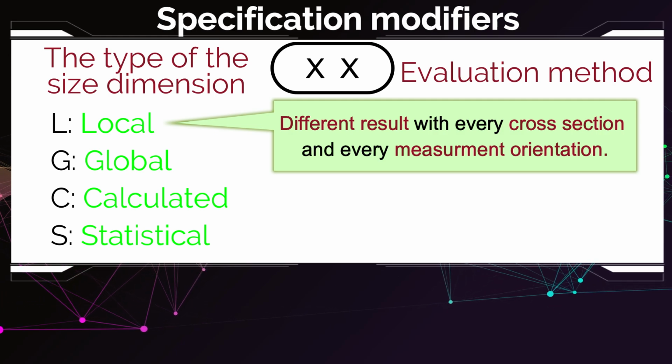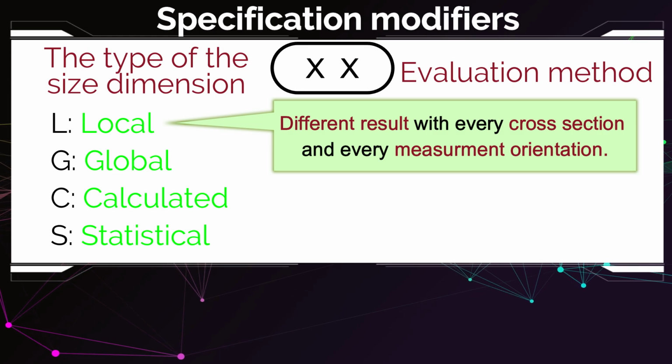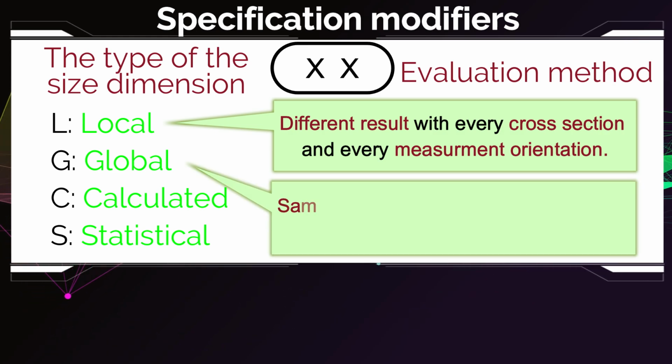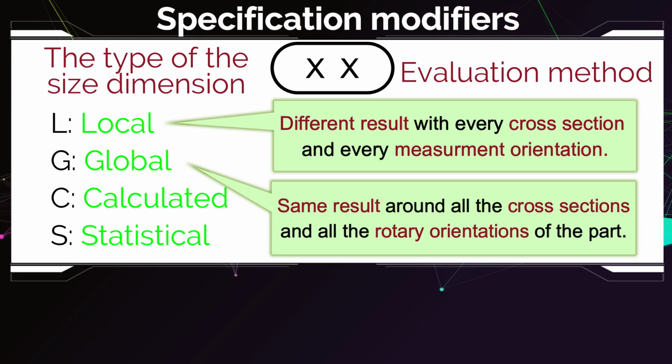G, on the other hand, is a global dimension. It means having by definition a unique value along and around a toleranced feature of size. So the result takes into consideration all the cross-sections and all the rotary orientations of the part. And this result is a unique value. Regardless of how often you repeat the measurement, you always get the same result. How is this achieved? Let's have a look at the second letter.